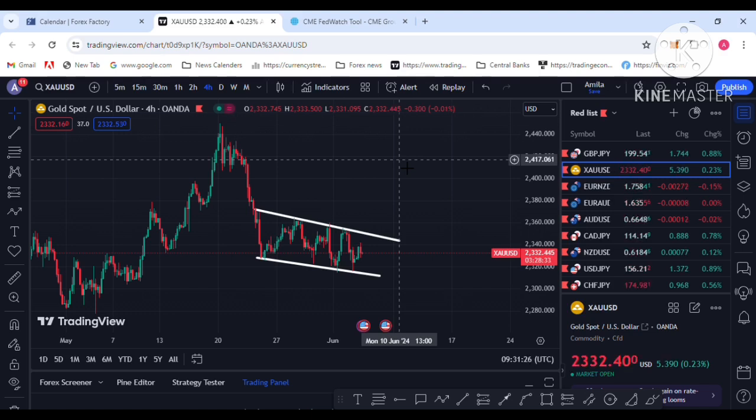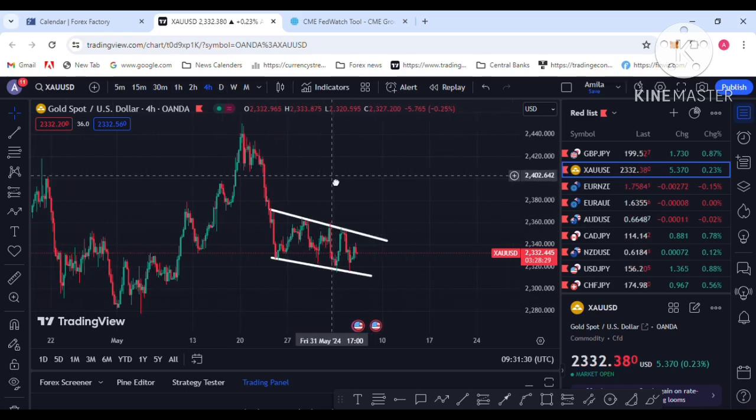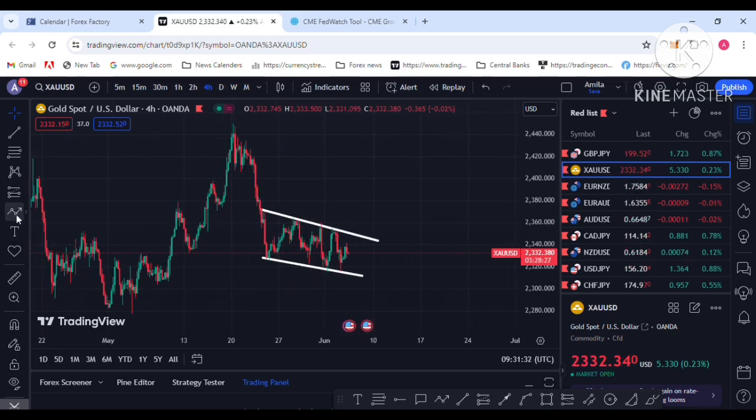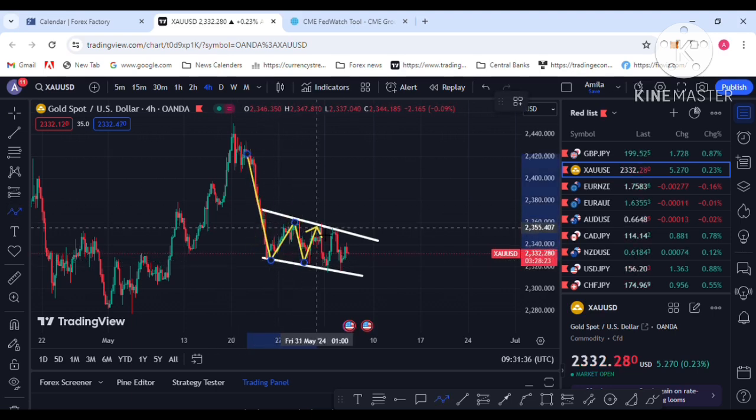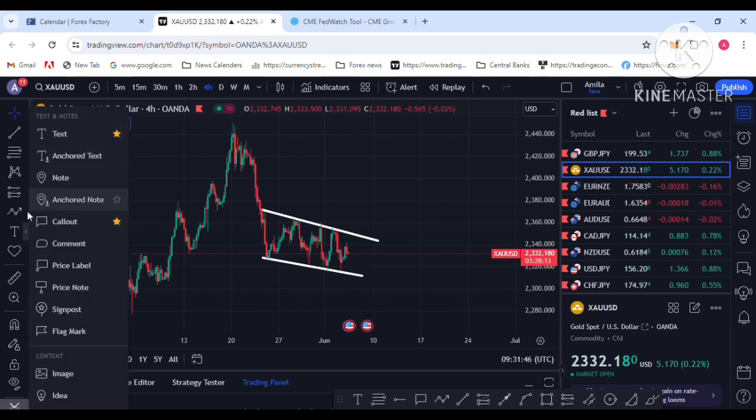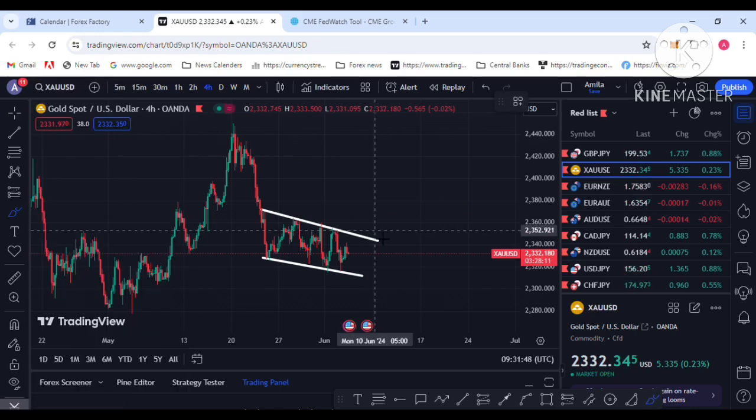So I am on the 4-hour gold chart. You can see the pattern I have already marked. This is the pattern. The price has been ranging since last week. This is the ranging area, where the price can break out to the upside or downside. That decision depends on the NFP data this Friday.